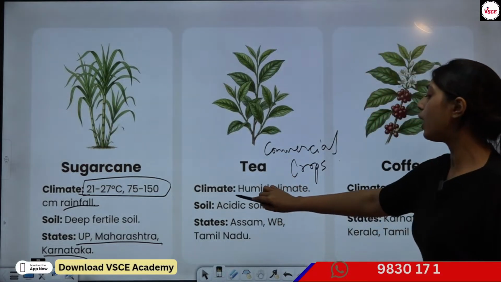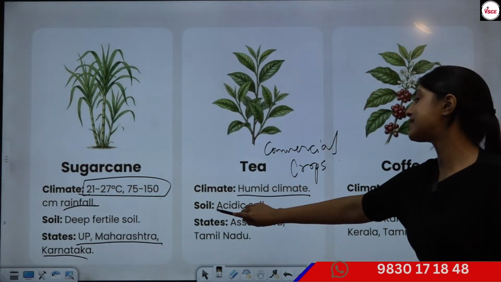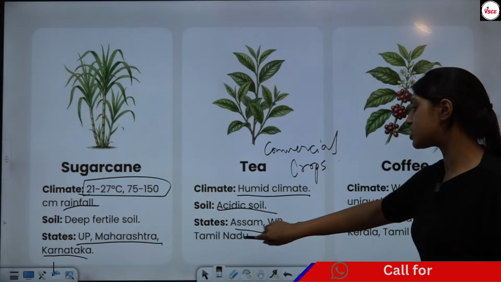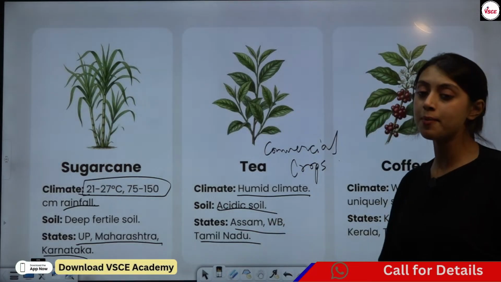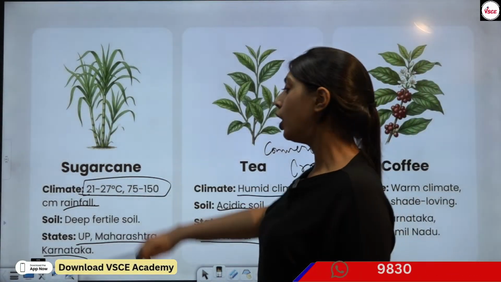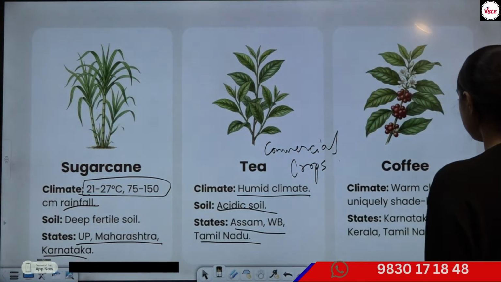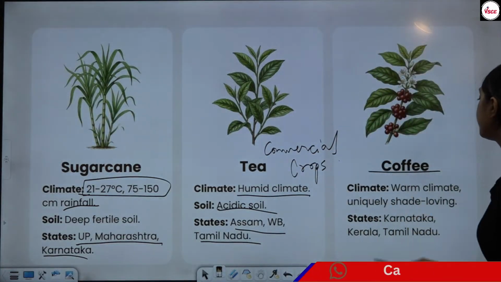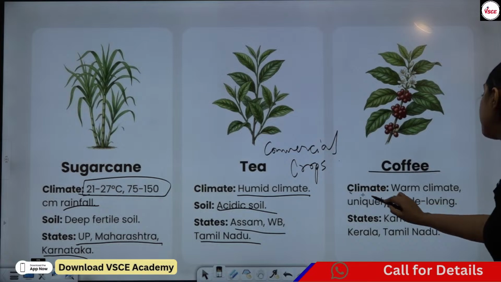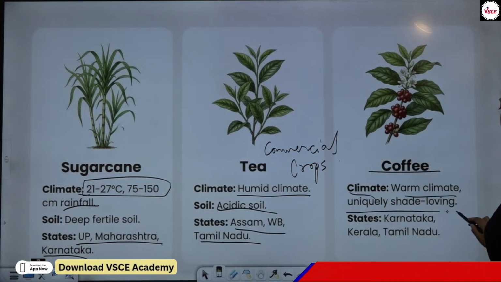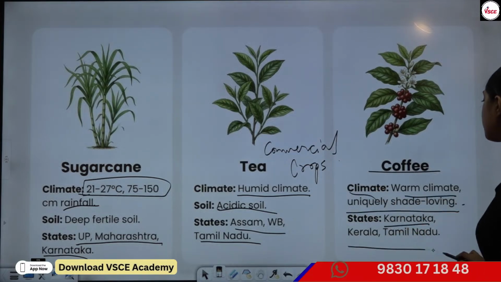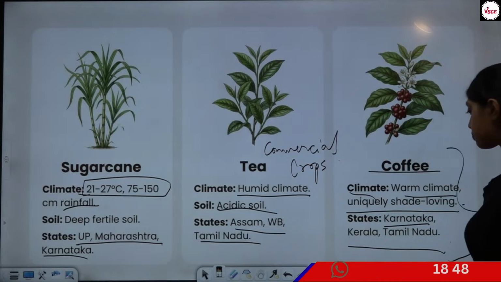For tea, we have a humid climate. It has an acidic soil. Assam, West Bengal and Tamil Nadu. Assam is the largest producer of tea in India. Now, coffee has a warm climate, and is uniquely shade loving. Karnataka, Kerala, Tamil Nadu.